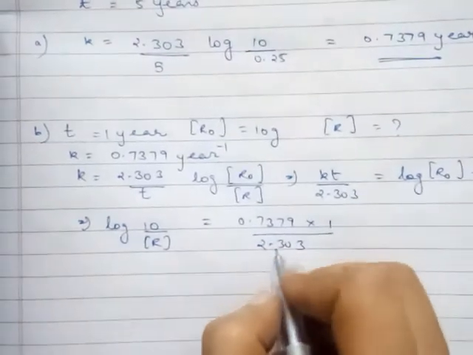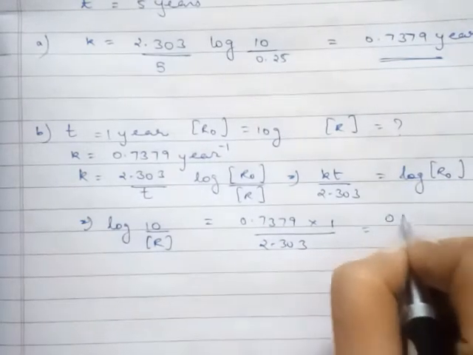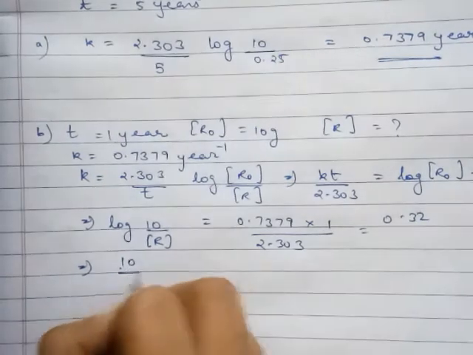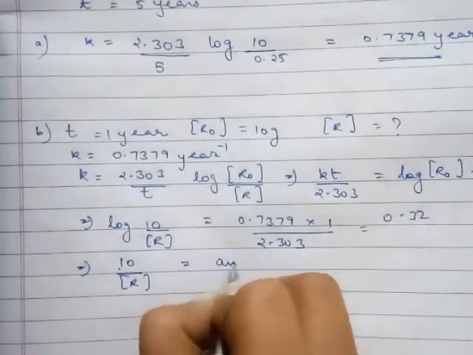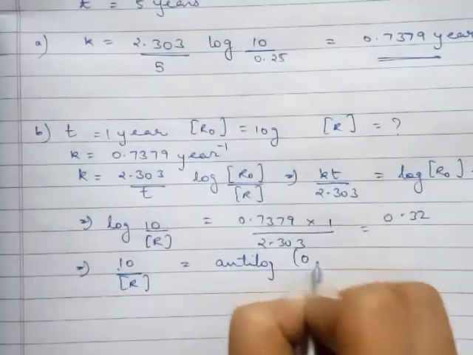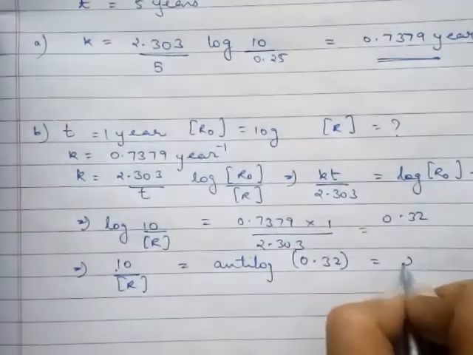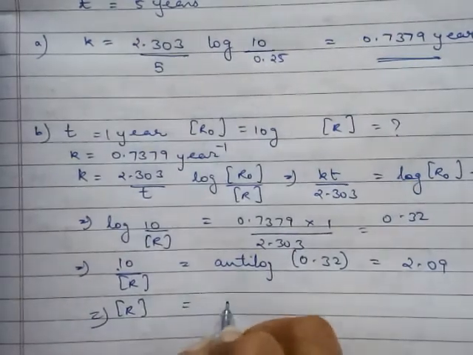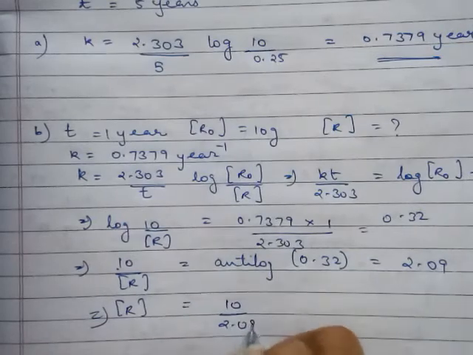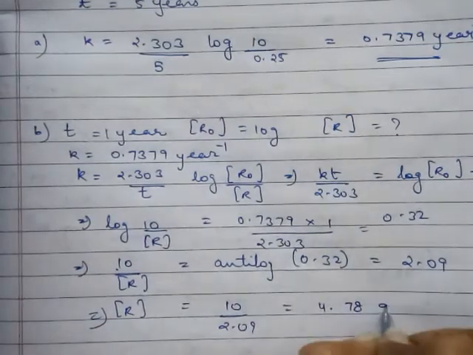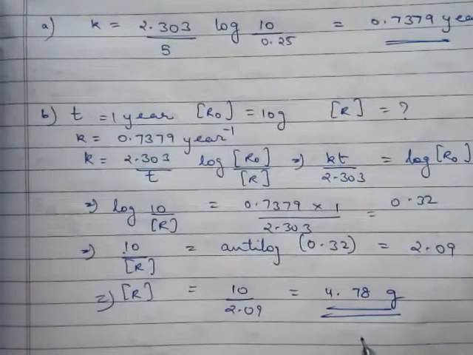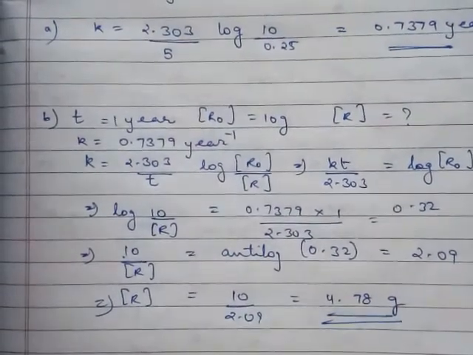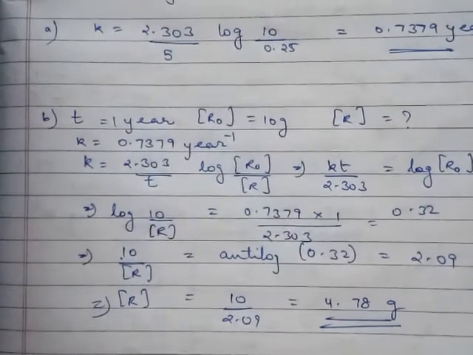When you simplify this, you will get this as 0.32. So you have to find 10 by R. 10 by R is antilog of 0.32, which is 2.09. Therefore R is equal to 10 upon 2.09, which is 4.78 gram. So this is the concentration, that is the amount of the substance after 1 year that is left. So this is a B part.